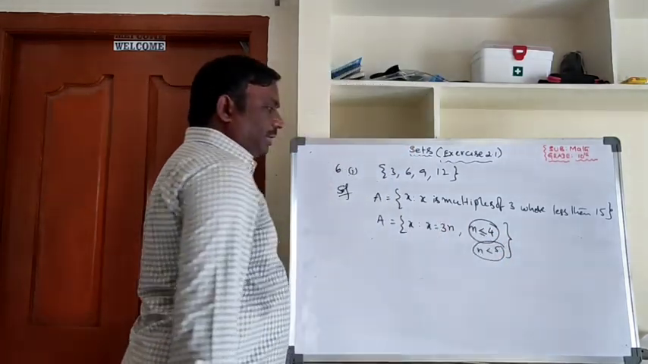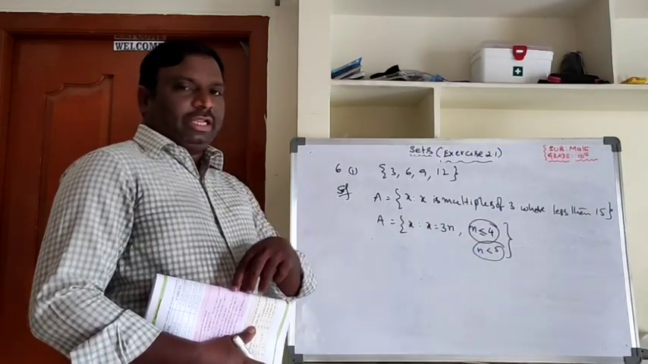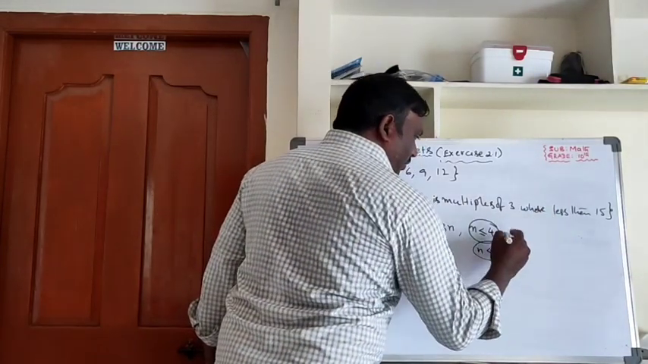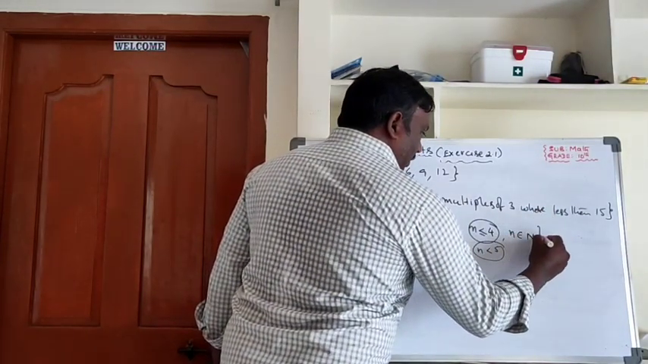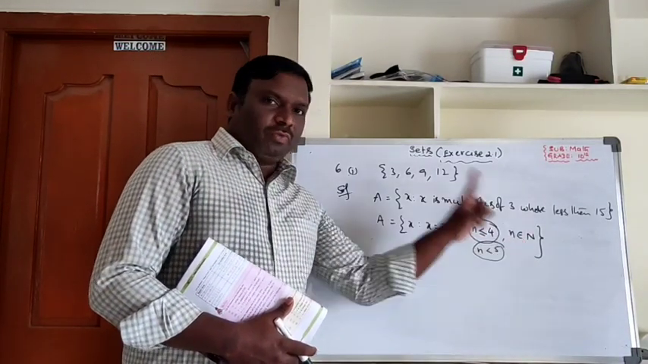These two anyone you can write. So what about n? N is a natural number. That also we have to write: n belongs to natural numbers. Natural numbers start from 1.